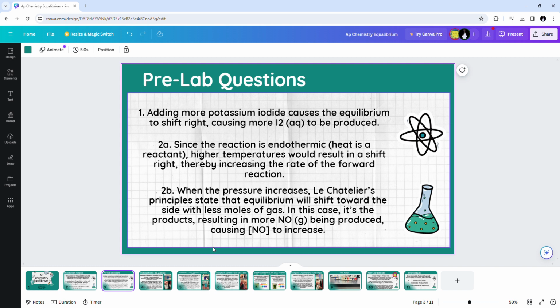For B, it says use Le Chatelier's principle to predict whether the concentration of NO at equilibrium should increase when the reaction takes place at higher pressures. We restated that when the pressure increases, Le Chatelier's principle states that equilibrium would shift toward the side with fewer moles of gas. In this case, it's the products because of the reaction. This would mean that more NO would be produced, causing the concentration of nitrogen monoxide to increase.